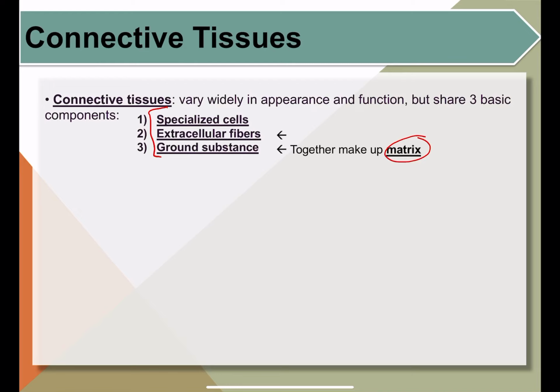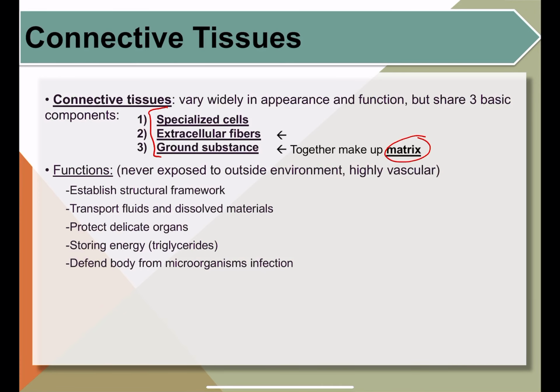Some have particular type of fibers. Some have all three type of fibers. We'll go through each of these. So the function of connective tissue is very different from epithelial tissue. They are never exposed to the external environment, and usually contain a lot of blood vessels.